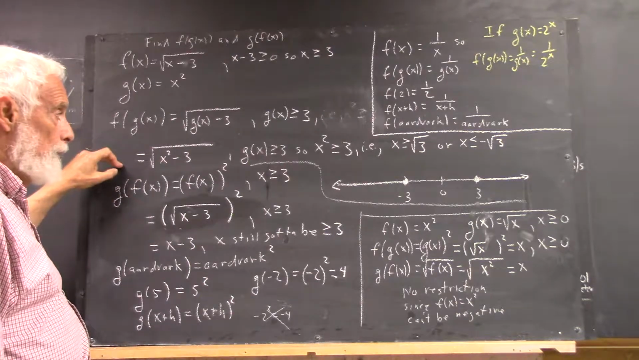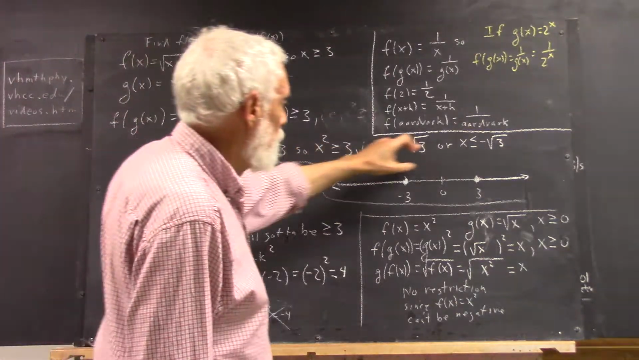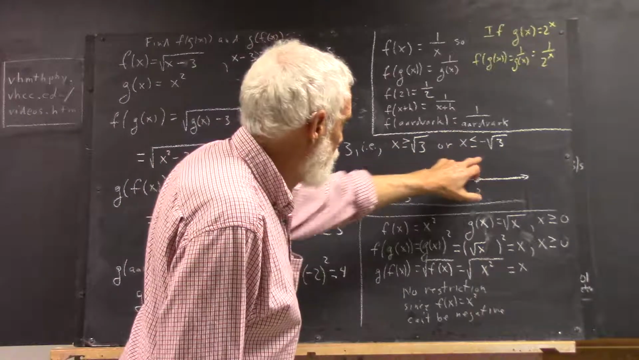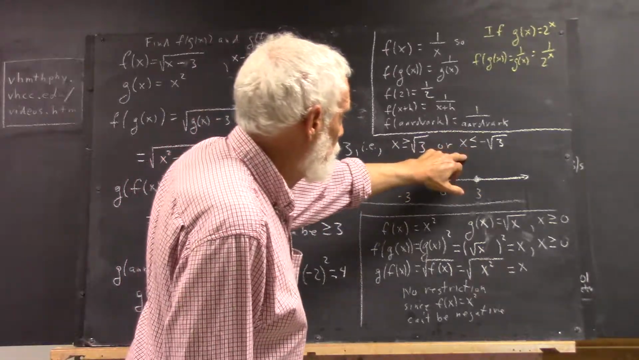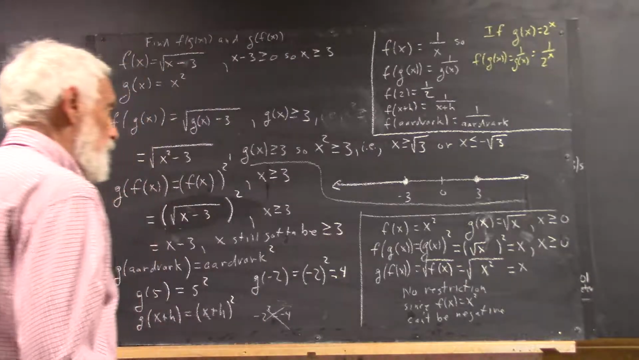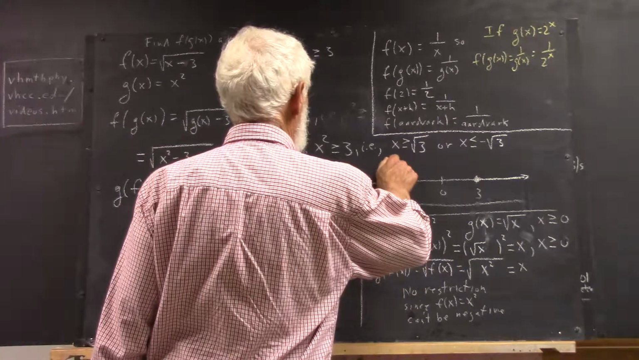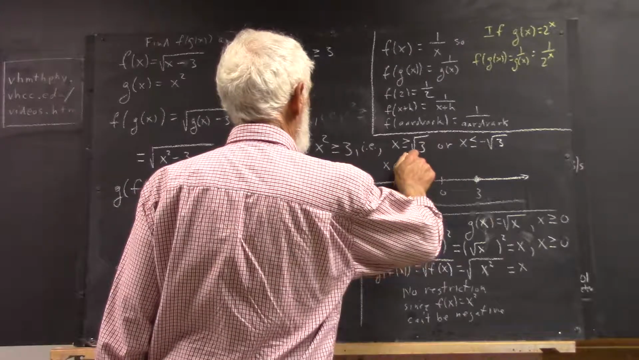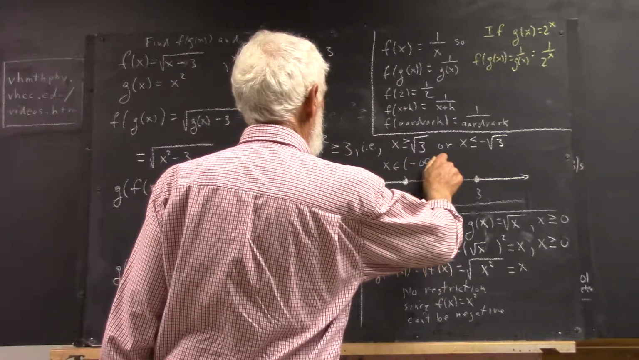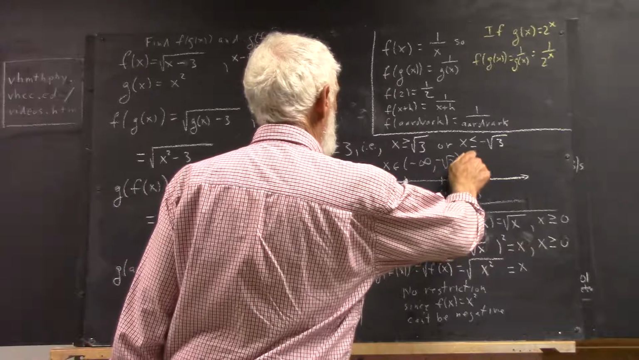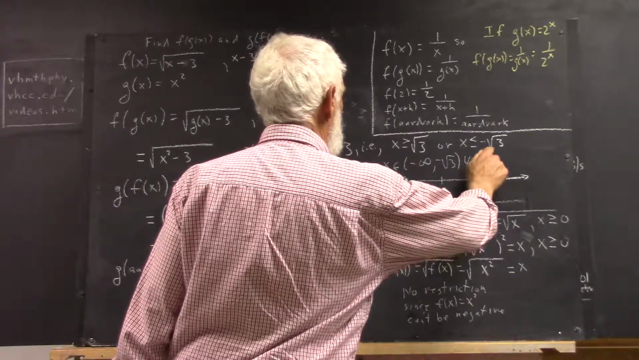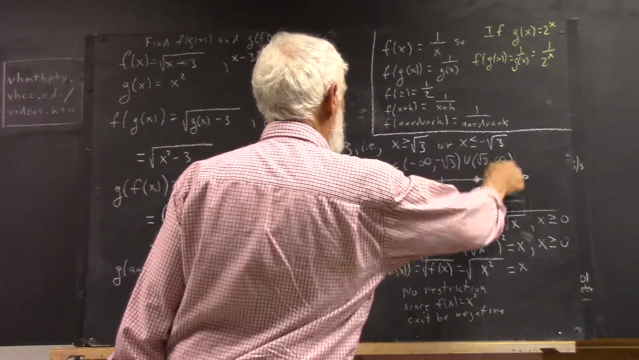So this is our f of g of x function with this provision that x has to be greater than or equal to the square root of 3 or x is less than or equal to negative square root of 3. And we could also use this in interval notation. We could say x is a member of the set negative infinity to negative square root of 3, union, square root of 3 to infinity.